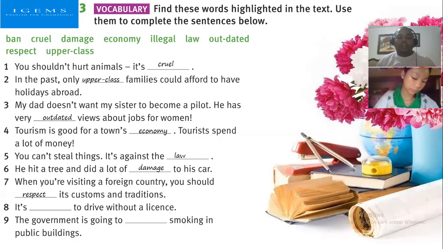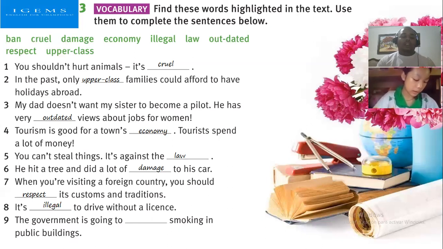So let's continue with number eight. It's illegal to drive without a license. It's illegal. That is correct.